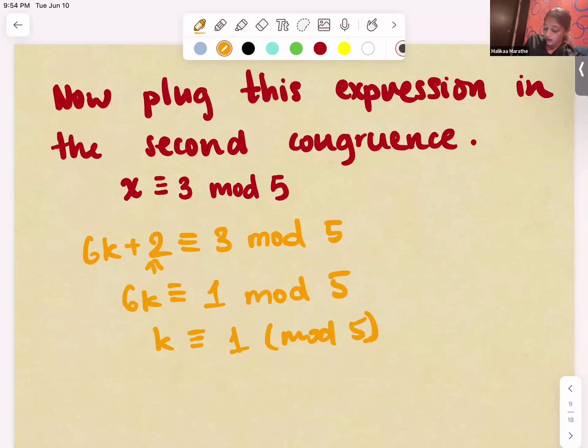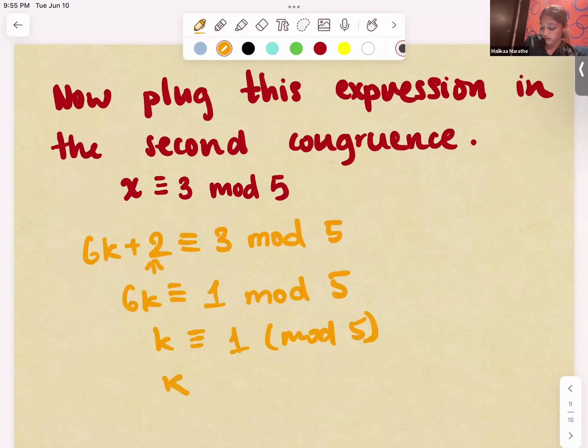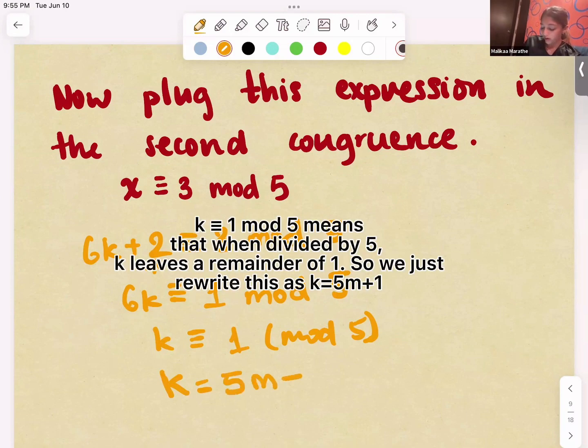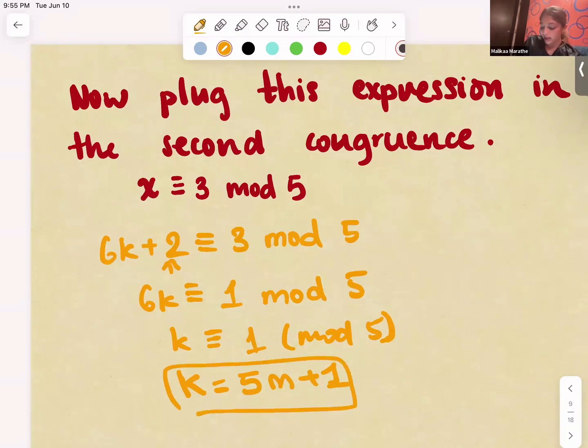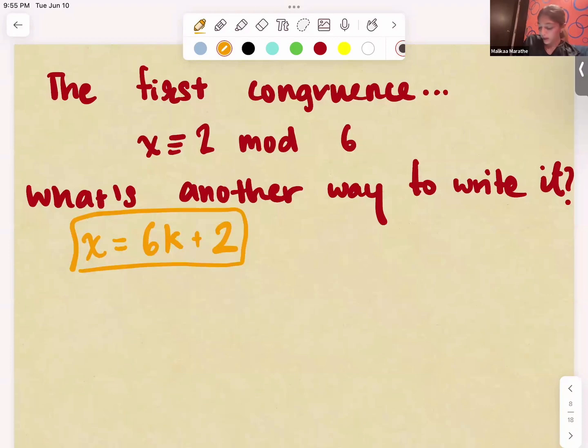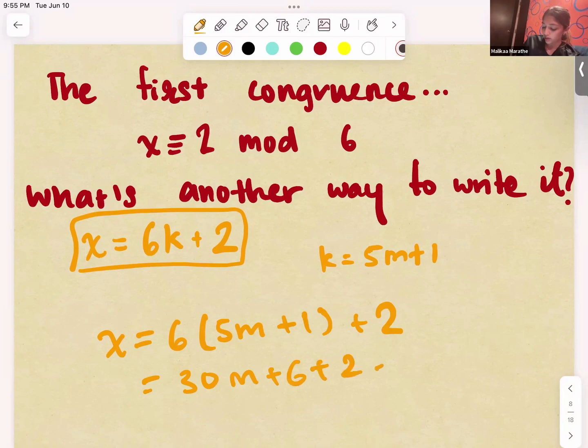Okay, so that means now we do the same thing that we did for x here. We wrote x as 6k plus 2. So now we can write k as a function of something else. So we write k would then be 5m plus 1. Okay, and now that we know that x is 6k plus 2, we found that out here, we're going to use k equals 5m plus 1 here. So we write x equals 6 times (5m plus 1) plus 2. And then you get 30m plus 6 plus 2, which is 30m plus 8.